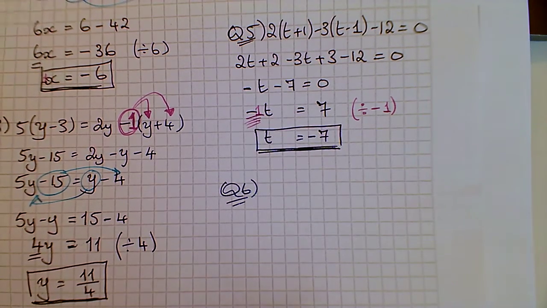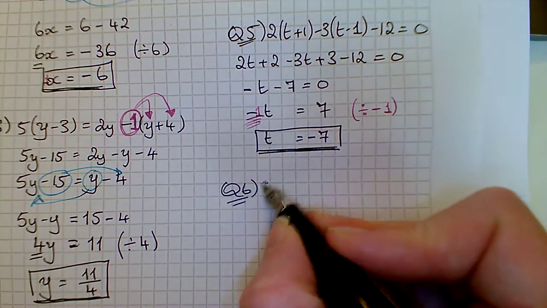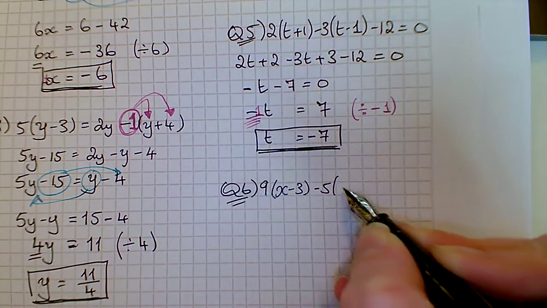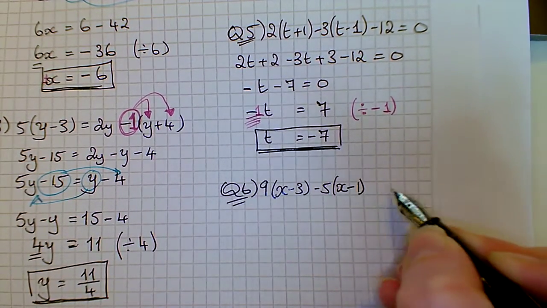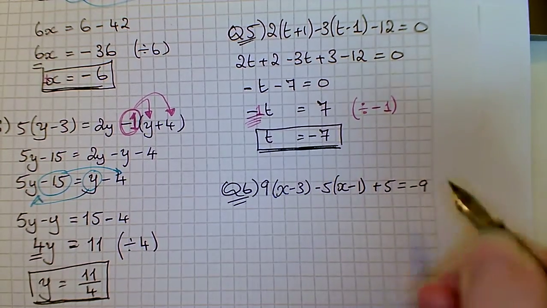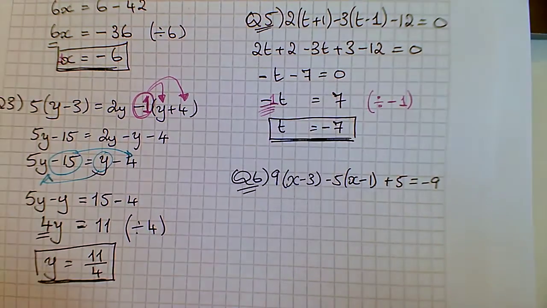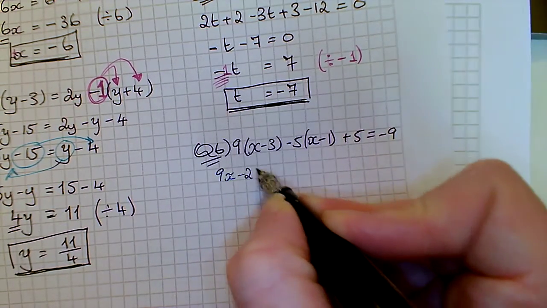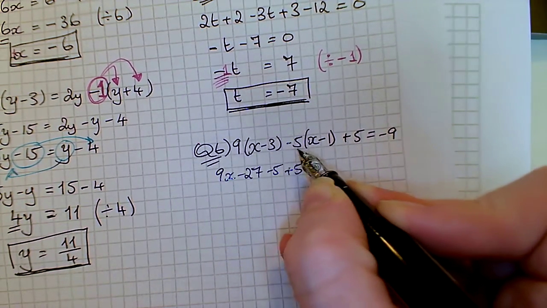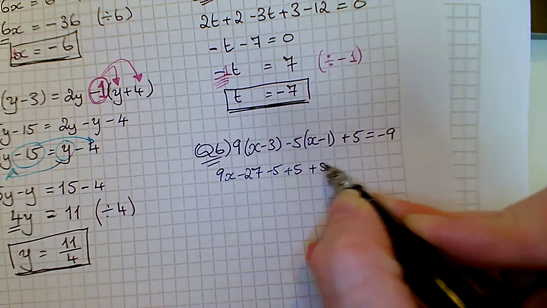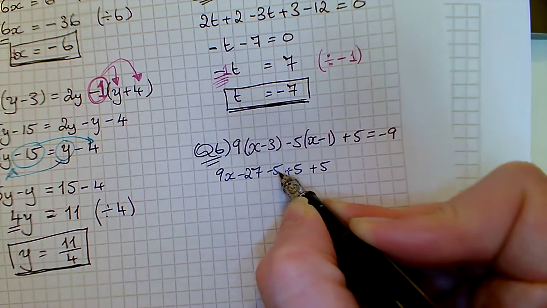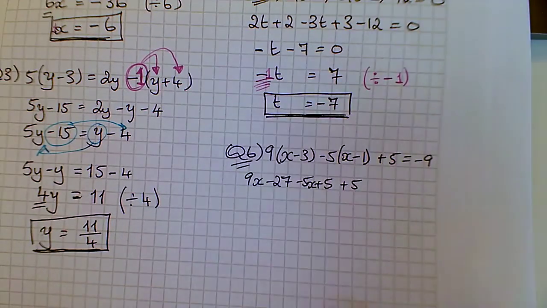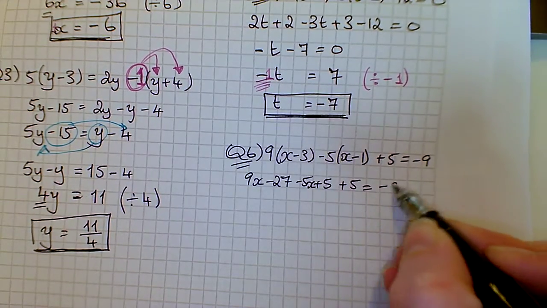Let's look at question 6. We have 9x minus 3 minus 5 x minus 1 plus 5 equals minus 9. And then we multiply out the brackets, simplify, letters left, numbers right. Remember, minus by minus is plus. I forgot my x here. It's a mistake that's easy to make and will definitely mess up my answer. Equal to minus 9.